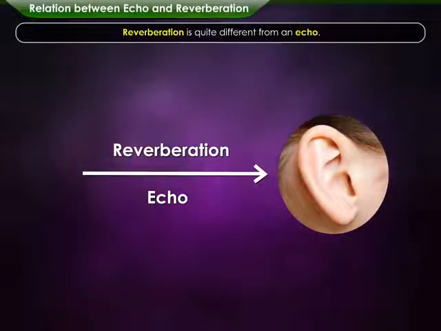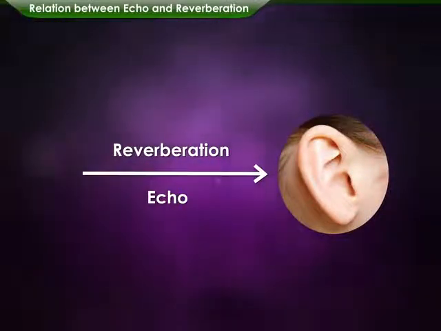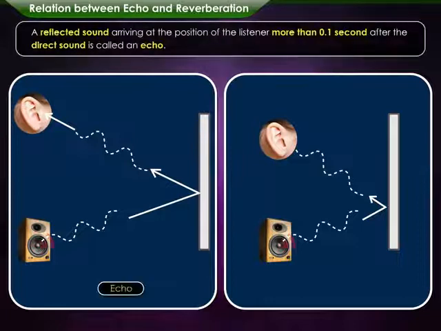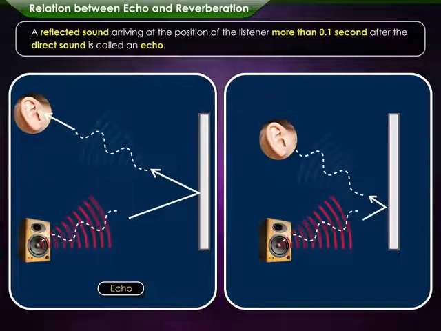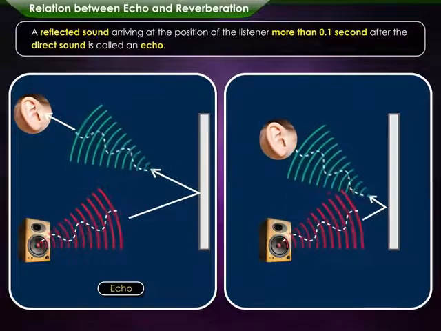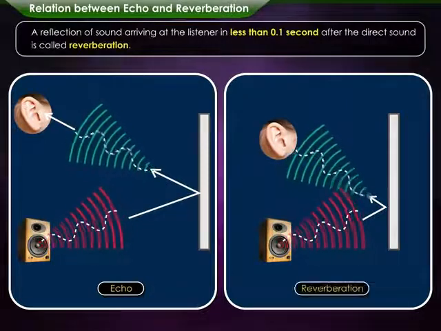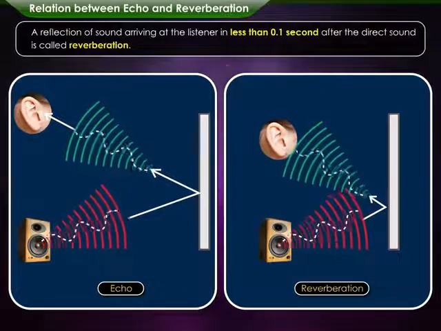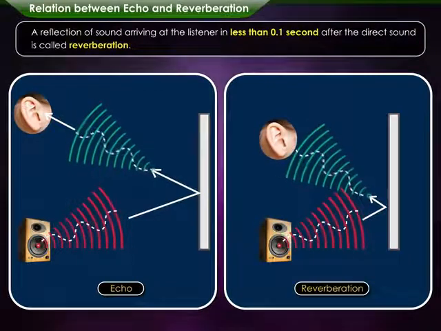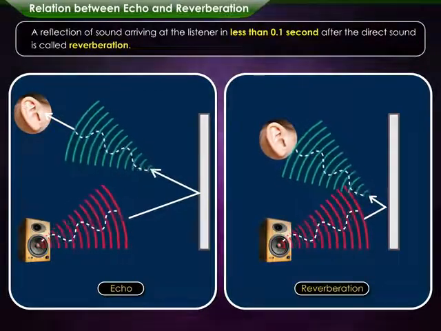Reverberation is quite different from an echo. A reflected sound arriving at the position of the listener more than 0.1 second after the direct sound is called an echo. A reflection of sound arriving at the listener in less than 0.1 second after the direct sound is called reverberation.